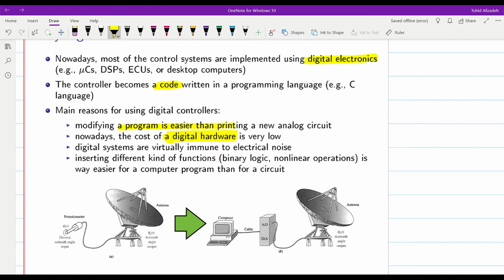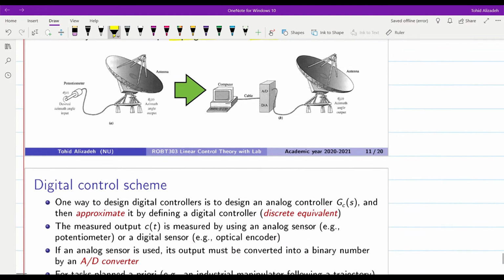Digital systems are also virtually immune to electrical noise. So unlike the analog circuits, they are not affected by the electrical noise which is present in the environment. And inserting different kinds of functions, such as binary logic and nonlinear operations, is much easier for a computer program than for a circuit. So in general, using digital controllers makes it easier to implement different controllers, to modify them, and to get rid of the effect of electrical noise.